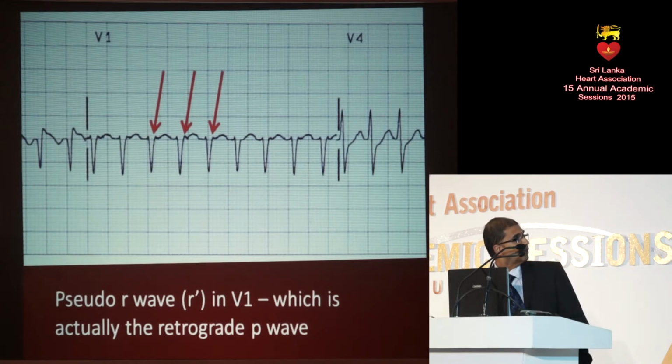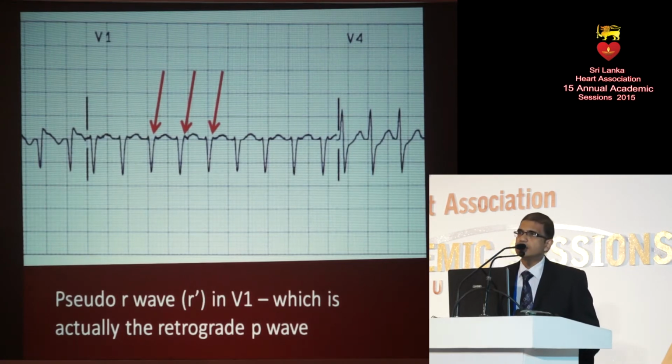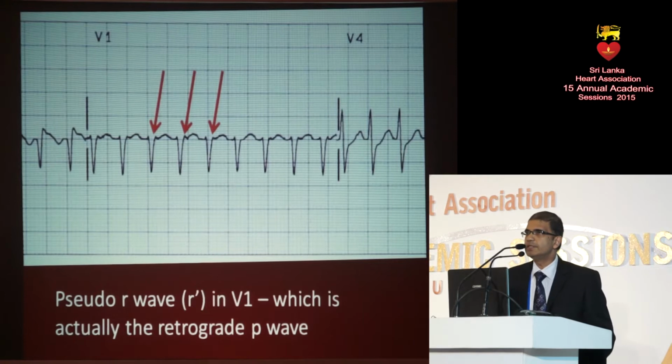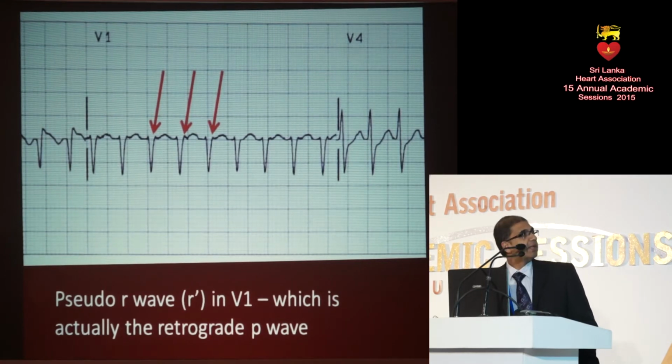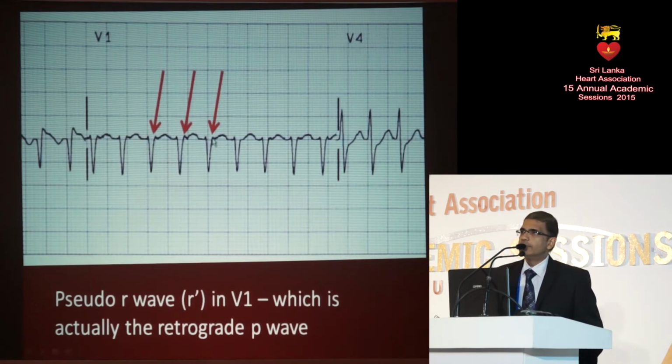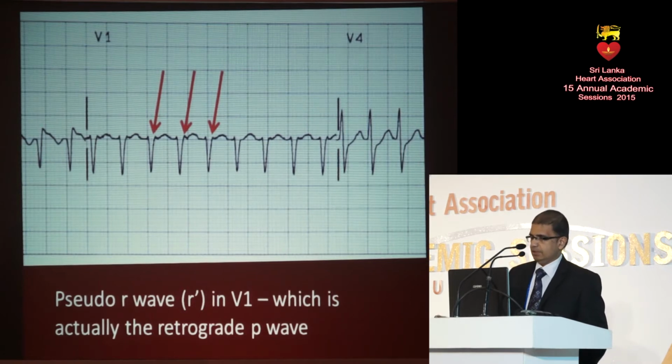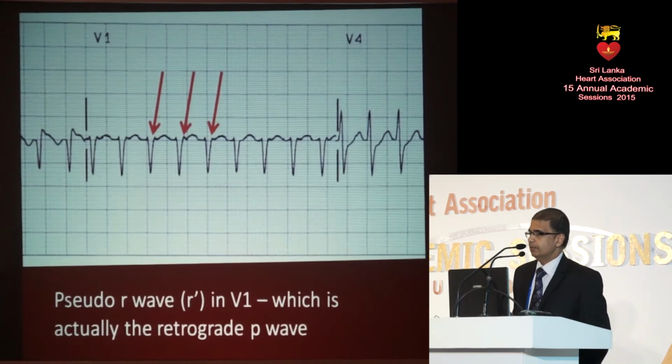Particularly if you compare it with the patient's sinus rhythm ECG, you will realize that in the sinus rhythm ECG, which I haven't shown here, there is no R prime at all, right? But in tachycardia, there is this R prime, and that is actually the P wave, which is retrograde, right? And this is a classical AV nodal reentrant tachycardia. Right? We are going to do this alternatively.